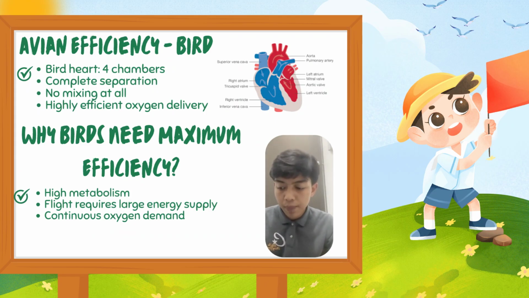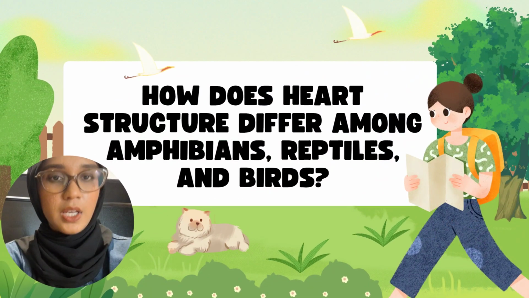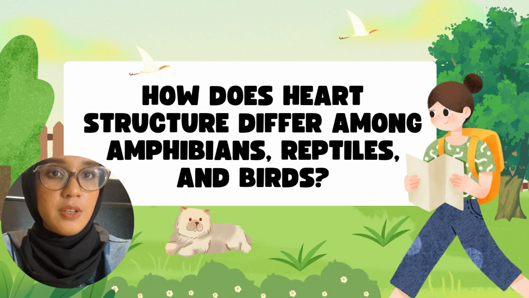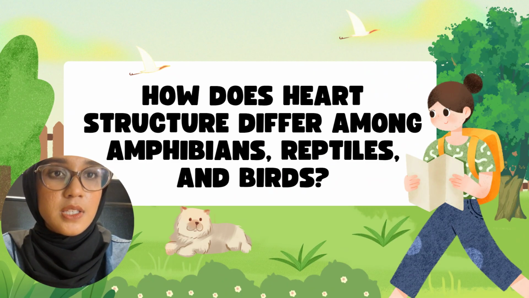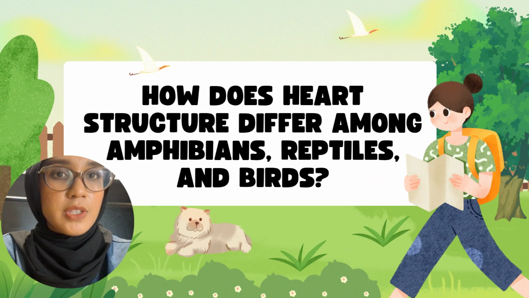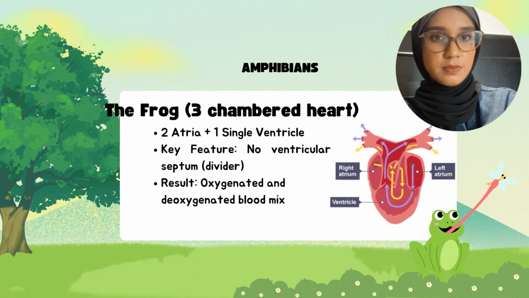Its circulatory system is adapted to the lifestyle and energy demands of the animal. How does heart structure differ among amphibians, reptiles, and birds? It isn't just about the size of the heart, it is about the internal walls or septum evolved to make circulation more efficient as animals move from water to land.